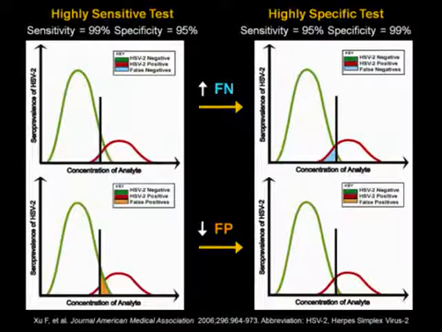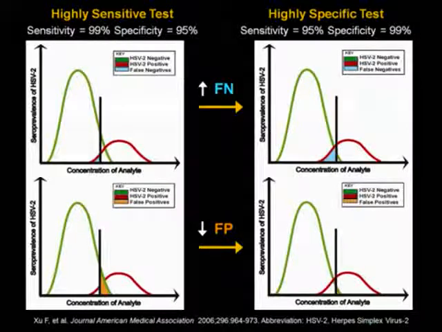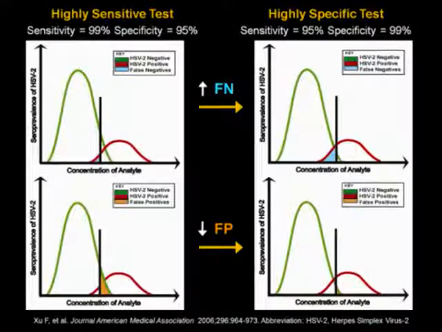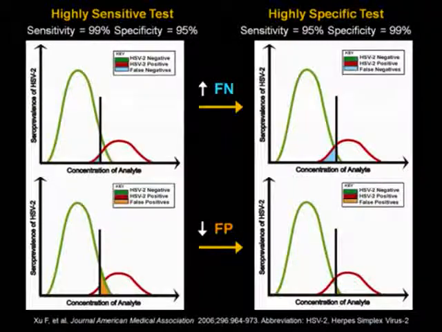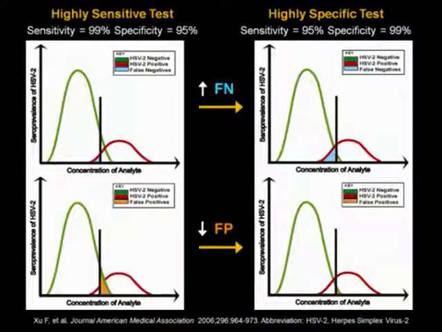So here we see that shifting the black line from the 99% sensitivity, 95% specificity cutoff in the upper left graph to the 95% sensitivity and 99% specificity cutoff in the right upper graph produces a larger blue area under the curve. This represents an increase in false negative results. Clinically speaking, this could mean that HSV positive patients with analyte concentrations in the lower levels are actually misdiagnosed as HSV negative more often.